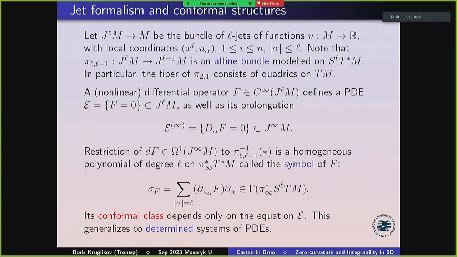So, computationally, it looks like this. Here I take only the top parts, like summation by multi-indices of degree L. Okay, those are the coefficients. They depend on the jet, unless the operator is just linear. And that's actually symmetric L-vectors. Okay, so we get symmetric L-vectors with coefficients actually depending on jets because that's a pullback bundle.